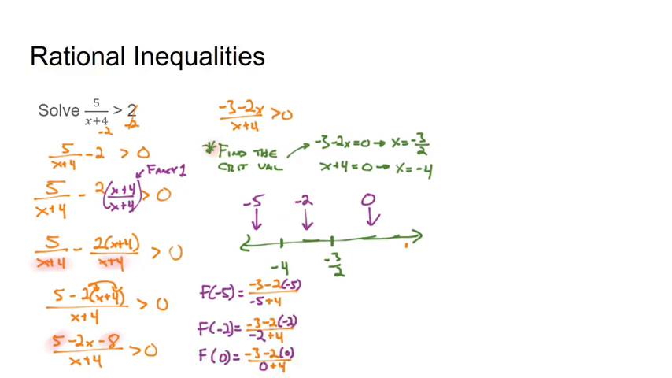So let me write that out. This is what we got. So I substitute negative 5. I don't even really care about the value of this. I really just care if it's positive or negative. Okay, so that would be a positive 10. Negative 3 plus 10 would give us 7 in the numerator, and our denominator would be negative 1.